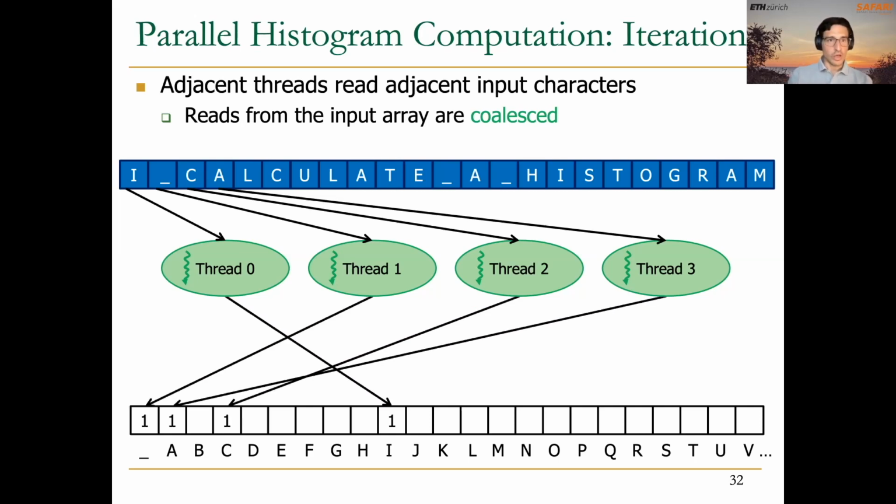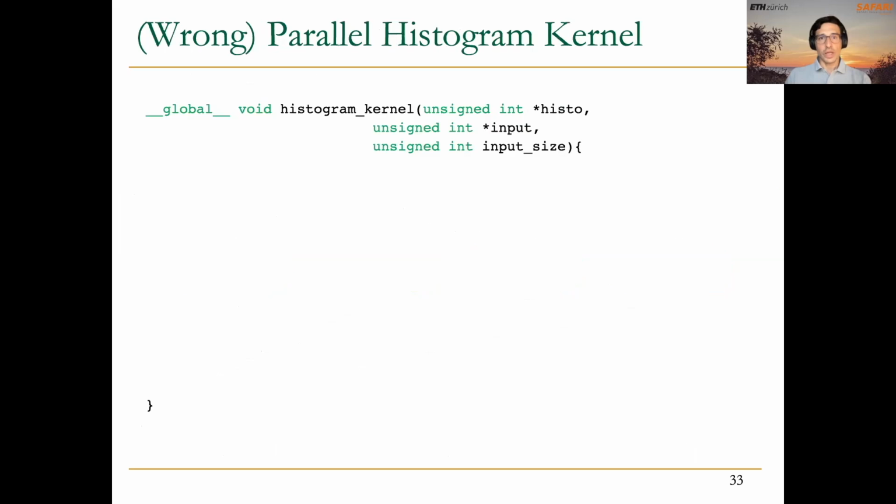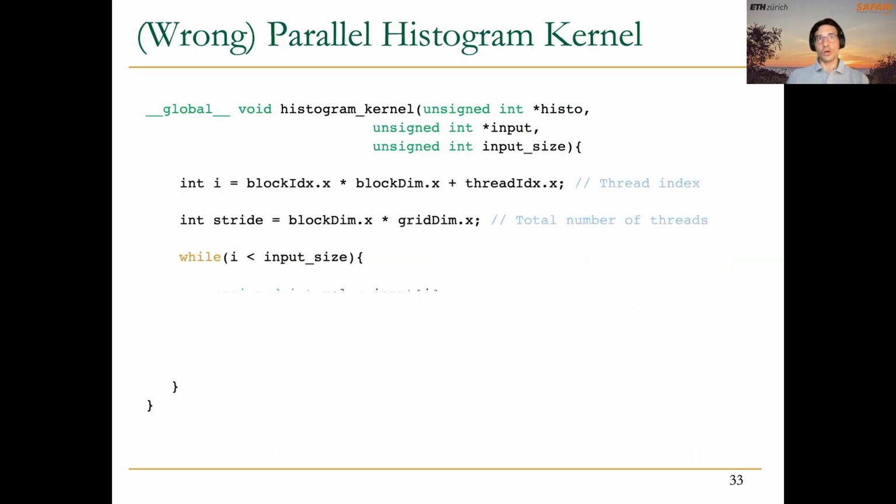So for example, thread 0 is reading this I from memory, so it goes and increments the corresponding bin I in the histogram. Thread 1 is reading one space, so it goes and increments the bin corresponding to the space, and so on. And this is the corresponding code to this parallel implementation.